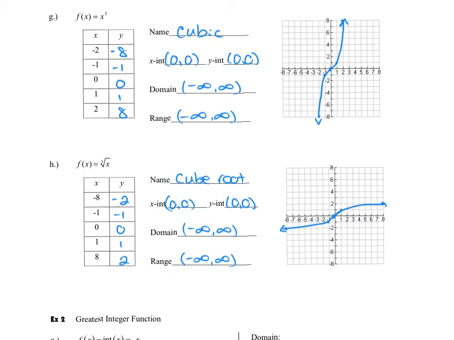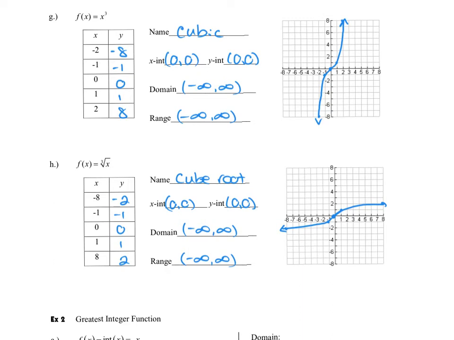Notice that both the cubic and the cube root functions are odd functions in that they have origin symmetry. And that idea of even and odd we could apply and analyze in all of our library of functions. In both cases, our x-intercepts and y-intercepts are (0, 0), and in both cases, their domain and range are both negative infinity to positive infinity.